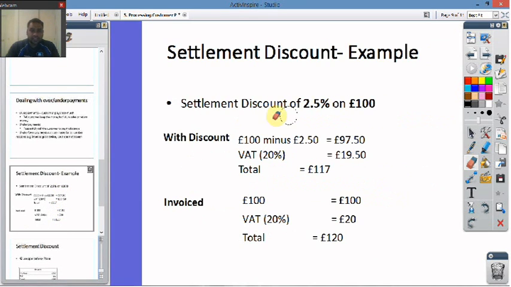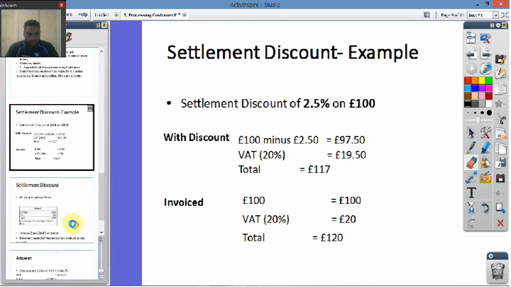So you've got a settlement discount of 2.5% on £100. 100 minus the 2.5% will be £97.50. The VAT on that will be £19.50, and the total will be £117. So we invoice for £100. The VAT on that will be £20, and the total will be £120. So this is it with a settlement discount, and this is it without a settlement discount. Now the seller will have to issue a credit note for the amount if they do take the settlement discount. This is the new rules. If the buyer does take the settlement discount, it's carry on.